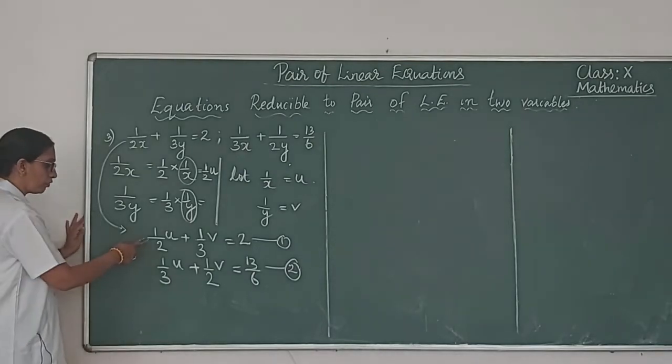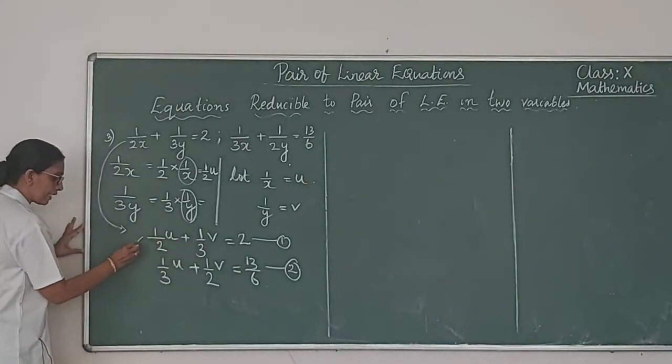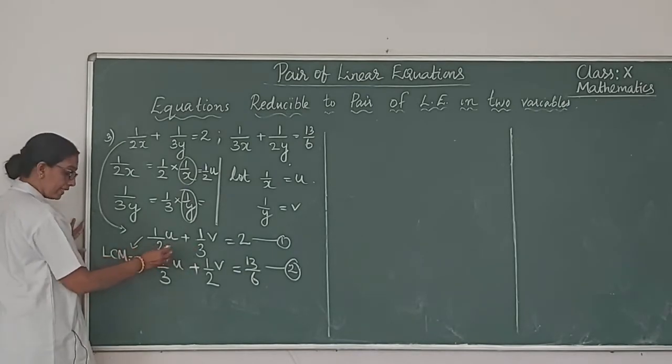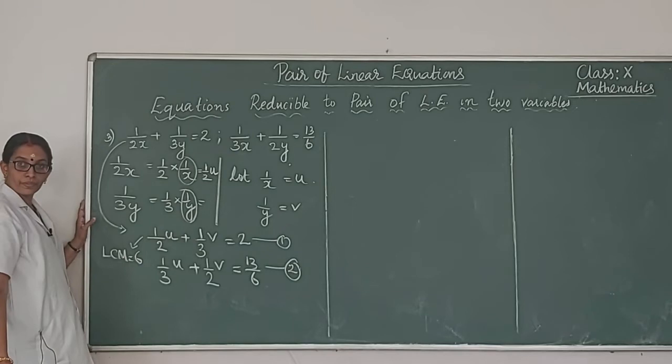Okay, so here for the first equation, what is the LCM? What is the LCM of denominators? 2 and 3 LCM is 6. So what we have to do?